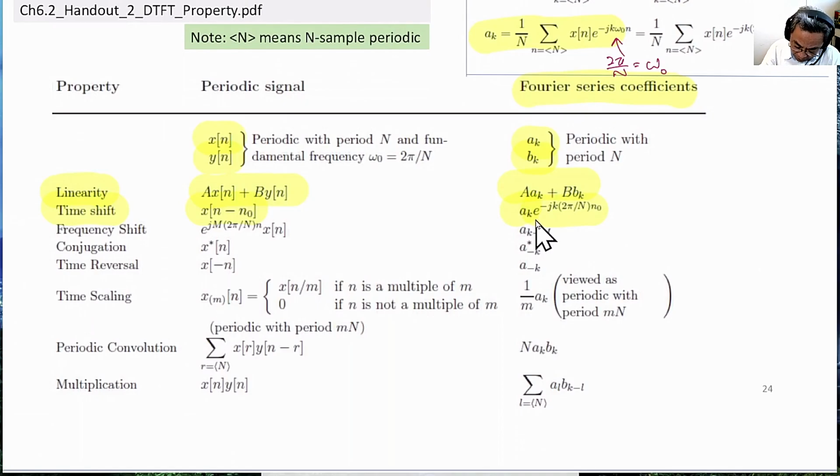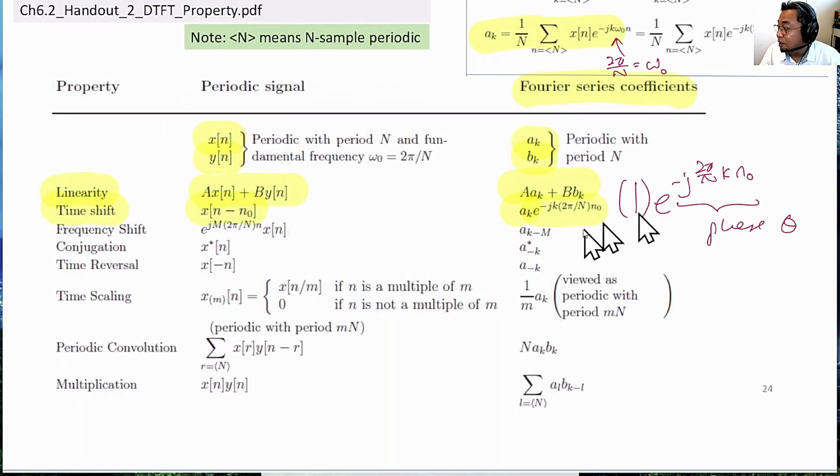And if you look very hard, what is e^(-j(2π/N)kn0)? Basically this is 1, the amplitude is 1, and this is the phase, theta. So in fact, all we're changing is not the magnitude of a_k, but we're changing the phase of a_k. So in many books, you would say a time delay results in some phase shift of the coefficients of the DTFS. That's what it's meaning.